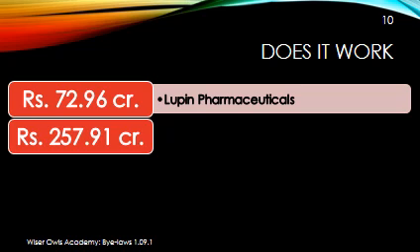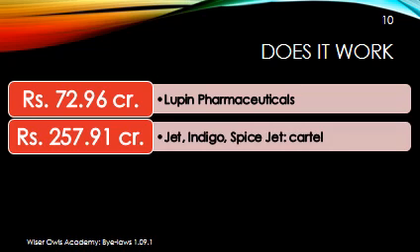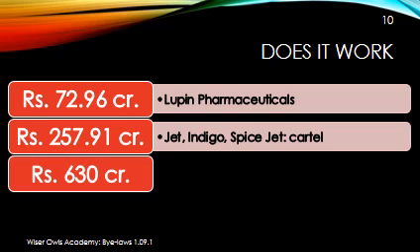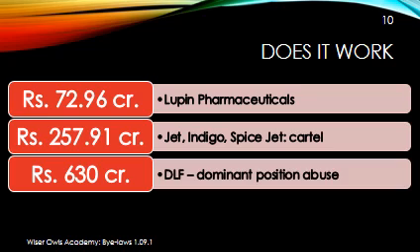257.9, almost 258 crores were paid out by three airlines together, Jet Airways, Indigo and SpiceJet, because of cartelization. They were trying to fix prices in connivance to the disadvantage of the passengers. 630 crores were ordered to be paid by DLF, a real estate developer in North India, for a property which they developed in Gurgaon. Once again, dominant position abuse.